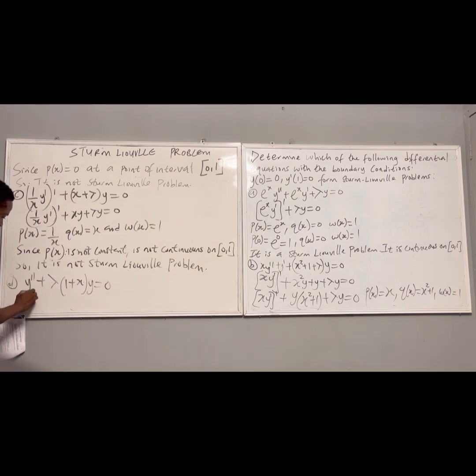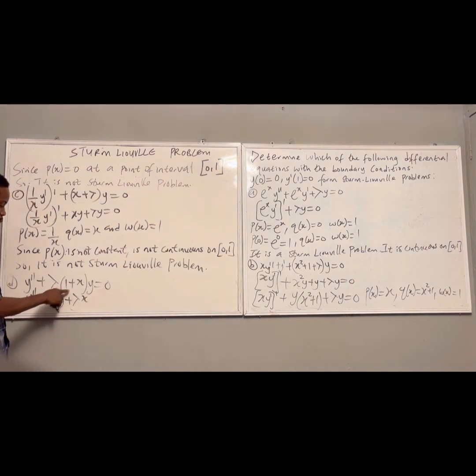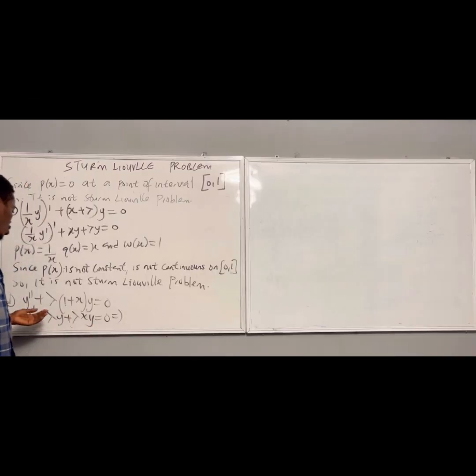I'm going to have y double prime plus lambda times y, plus lambda x y. If I use lambda to multiply this, I'm going to have lambda y, and if I use x to multiply it, I'm going to have lambda x y. So from here it is equal to 0. This is also the same: if I open this bracket, I'm going to have this as well.